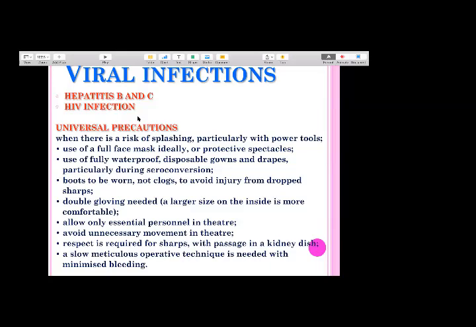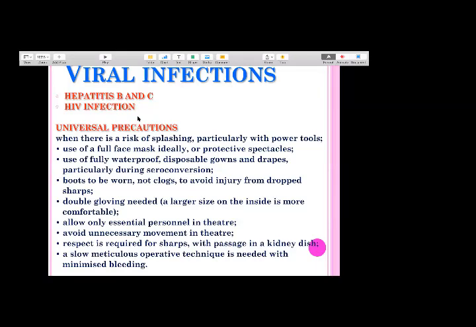Use of a full face mask is ideally always recommended, along with protective eyewear, safety goggles, or even a face shield, preventing these splashes of particles. Use of fully waterproof disposable gowns and drapes, particularly during cesarean sections. Boots to be worn, not clogs.